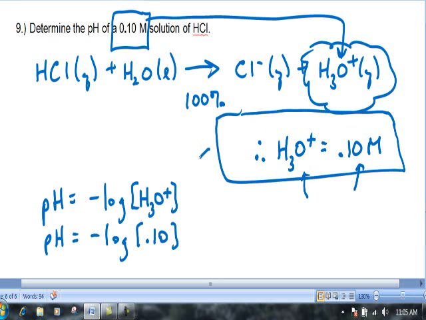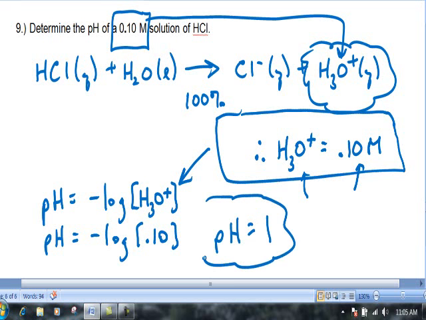We can now use our pH equation, where pH is the negative log of hydronium. Our pH is negative log of 0.10. And for this solution, we find that our pH is equal to 1 for a 0.10 molar solution of hydrochloric acid.